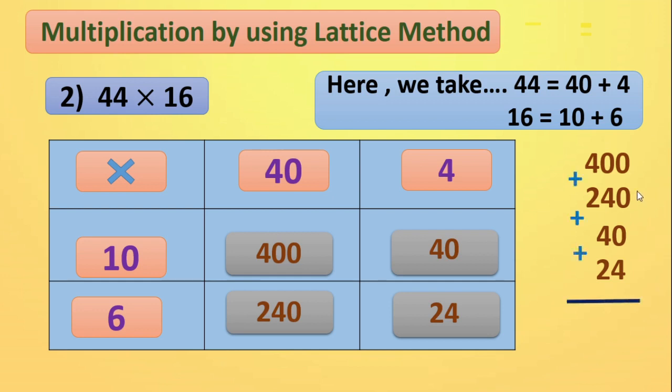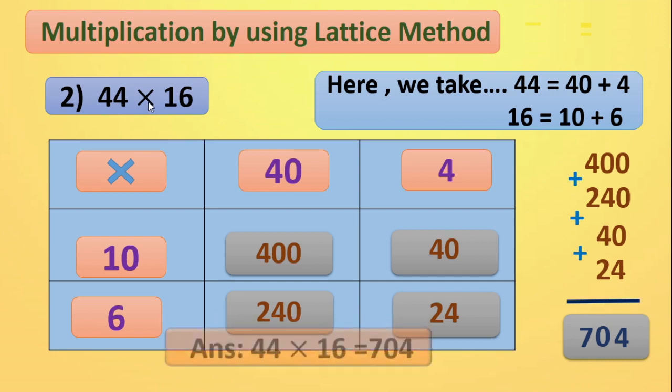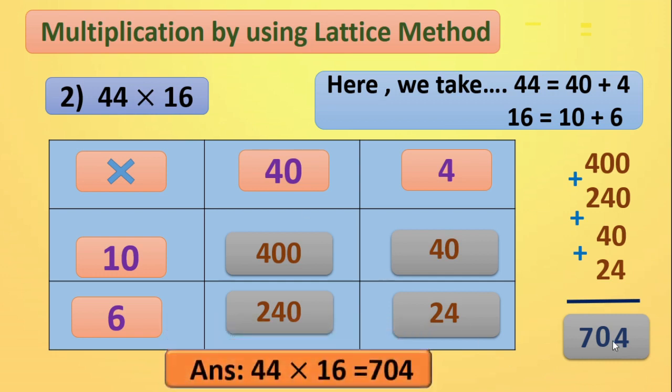Now 0 plus 0 plus 0 plus 4 is nothing but 4. 4 plus 4 is 8, plus 2, that is 10. So we will write 0 here, 1 is carried over. That is 1 plus 4, that is 5, plus 2 is nothing but 7. So our answer is 44 multiplied by 16 is equal to 704. Correct? Now carry out the following multiplication.